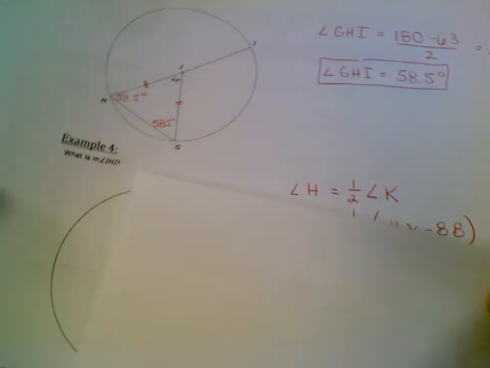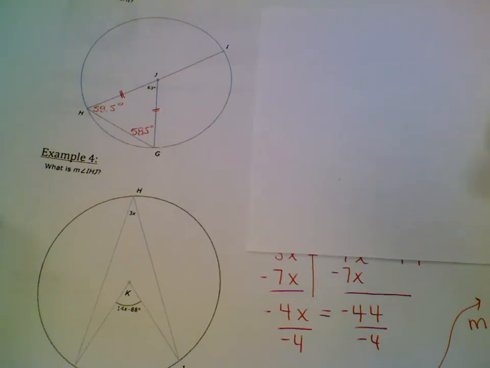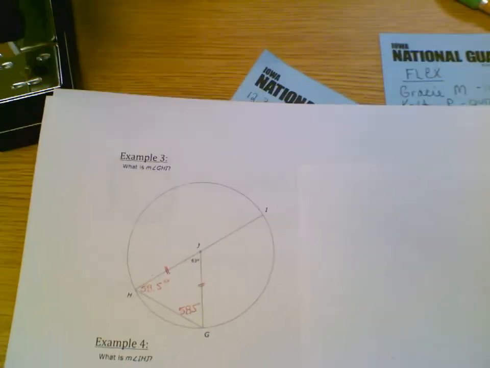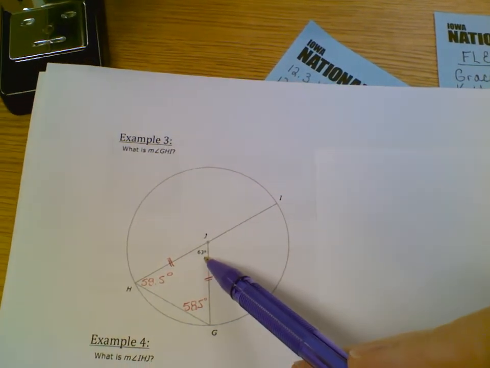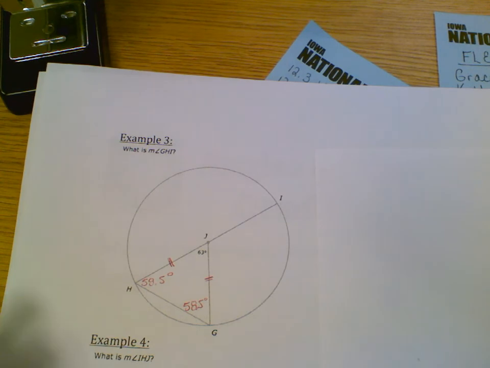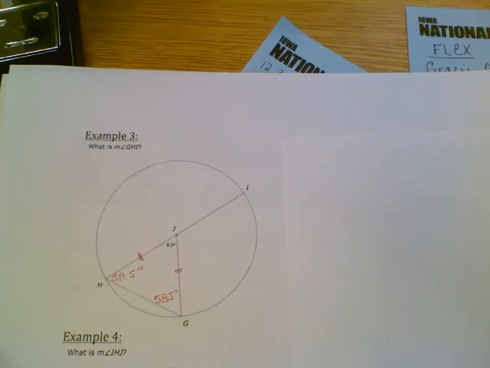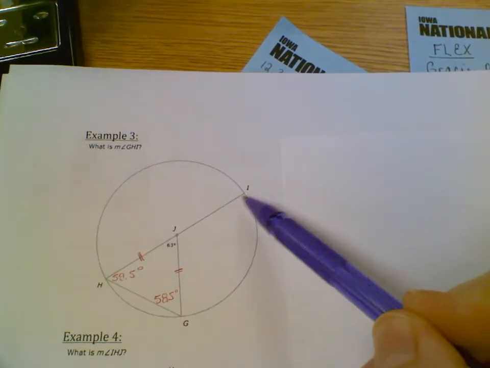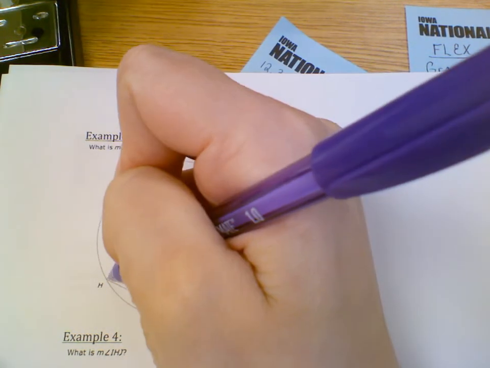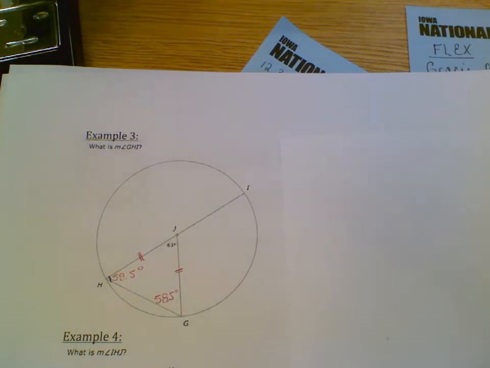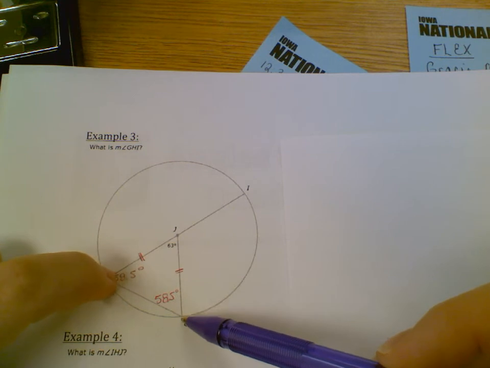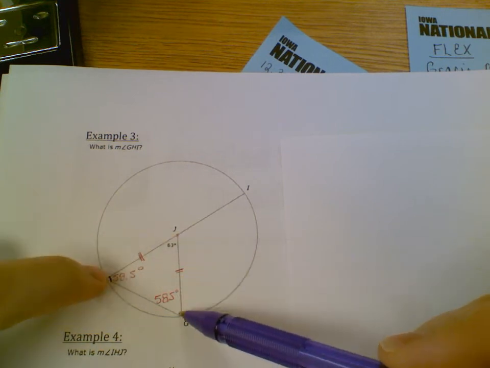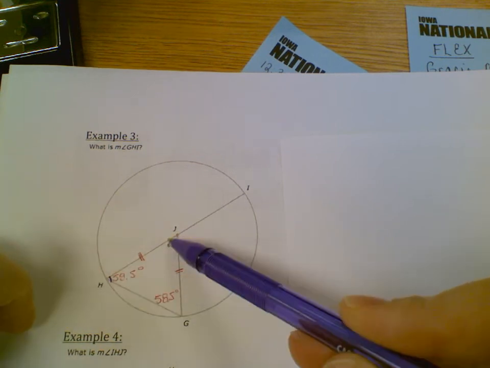Okay, taking a look at another example here. They give you the central angle, which is J, so that's at 63. But what they're wanting you to find is GHI, which is this angle here. Now, what I noticed was that since I'm at a central angle, these two rays, if you will, are congruent to each other because they're both radii.